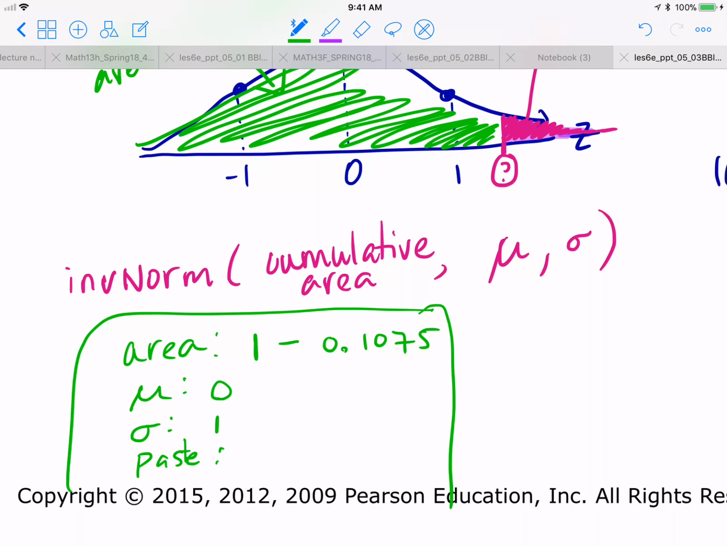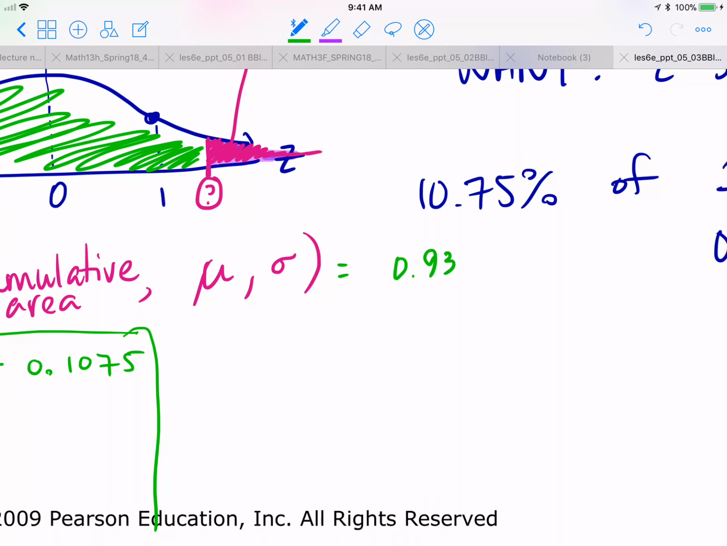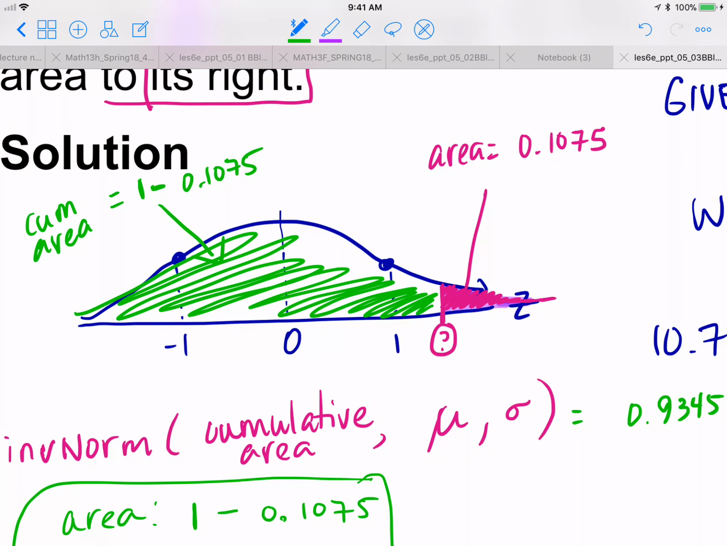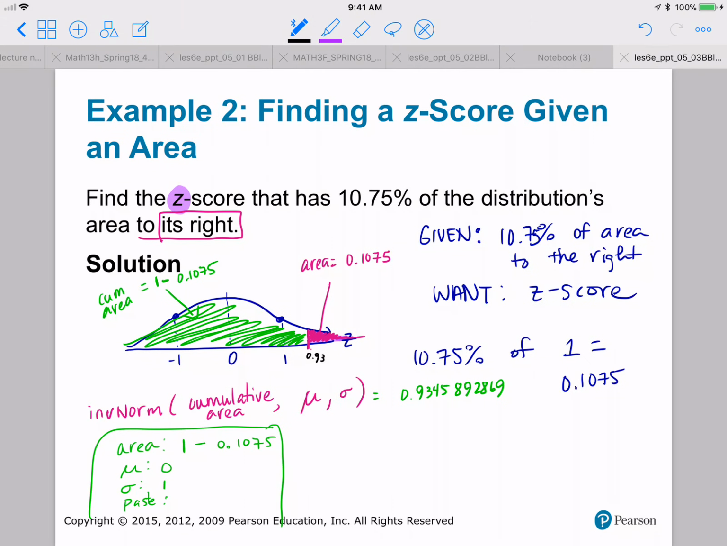Hit enter again. And I get 0.9345892869. Okay, so I could round this off and say that the z-score that I'm looking for is 0.93. Okay, so that's my z-score.